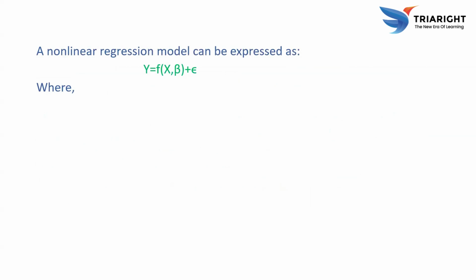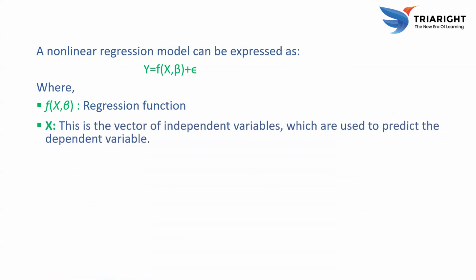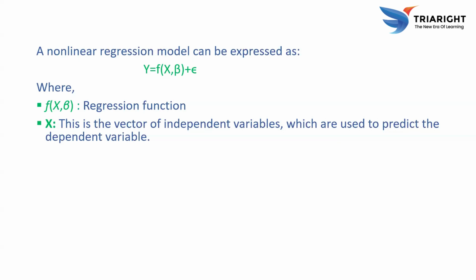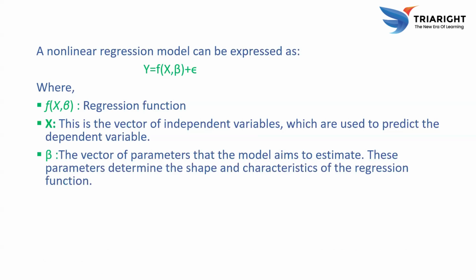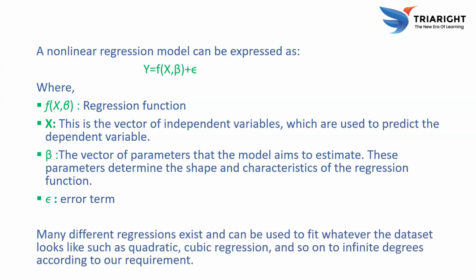So a regression model can be expressed with the equation y equals f of x plus beta plus e, right? Here f of x plus beta is the regression function. x is the vector of the independent variables, which are used to predict the dependent variable. Beta is the vector of parameters that the model aims to estimate, which determine the shape and characteristics of the regression function. And e is nothing but the error term.